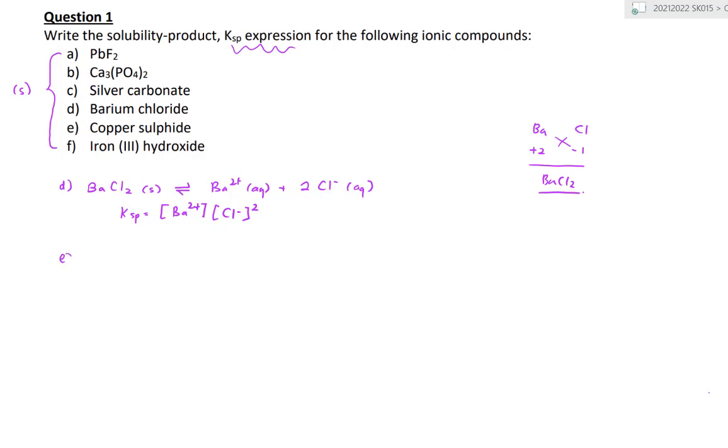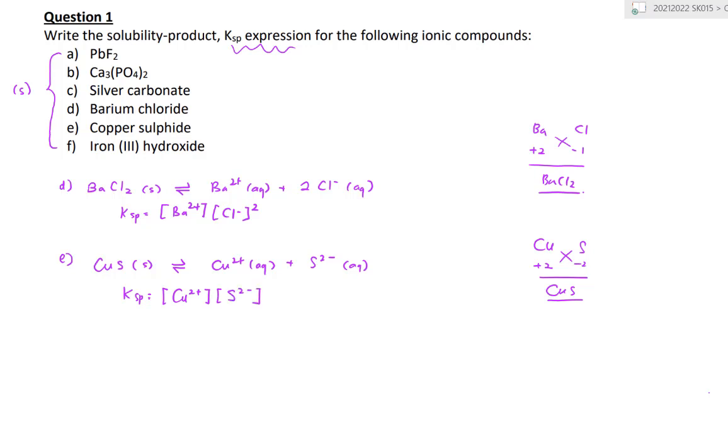Next question, we have copper sulfide. Again, Cu has a positive 2 charge, sulfide has negative 2. So the balanced charge gives you a formula of CuS. So copper sulfide solid dissociates in equilibrium to give you Cu2 plus aqueous ion and sulfide ion aqueous. So the Ksp expression equals the concentration of Cu2 plus times the concentration of sulfide ion S2 minus.